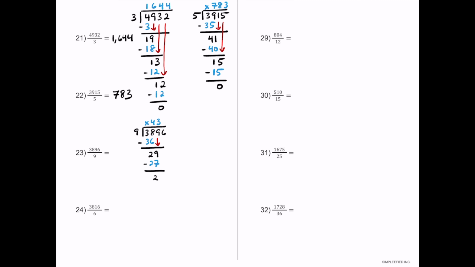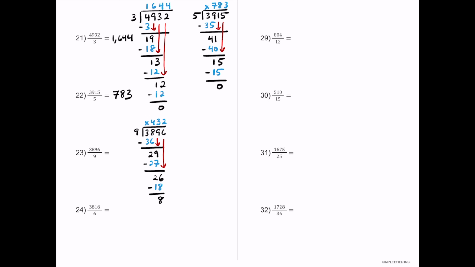And then finally, let's bring down this 6. And the 6 is going to join this 2. And so it's going to be 26, right? So we're going to see that 9 times, let's go with 3. No, 3 is 27. Let's go with 2. That's going to be 18. And so if we get a remainder here, it's going to be 8.